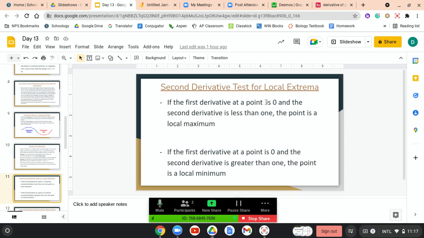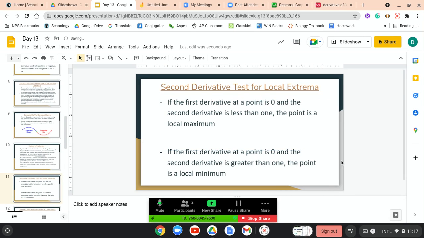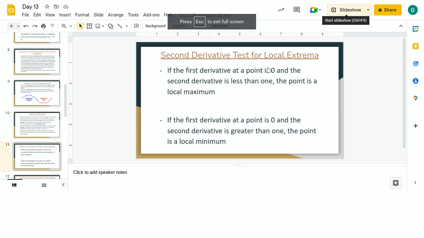So now you have two methods to determine where extrema occur. And if one isn't working for you, you just use the other, right? So we're just adding to our mathematical tool set. I love saying that.